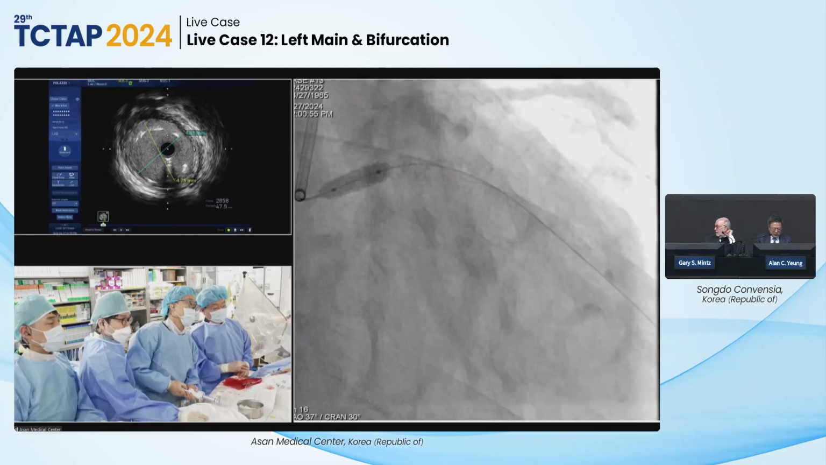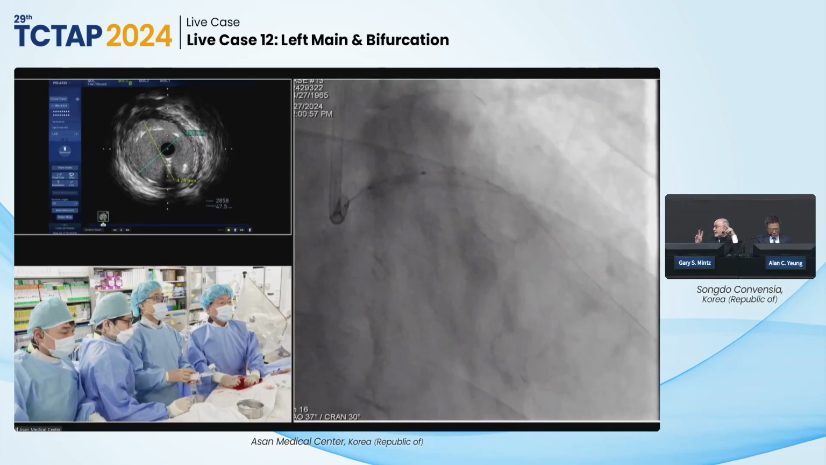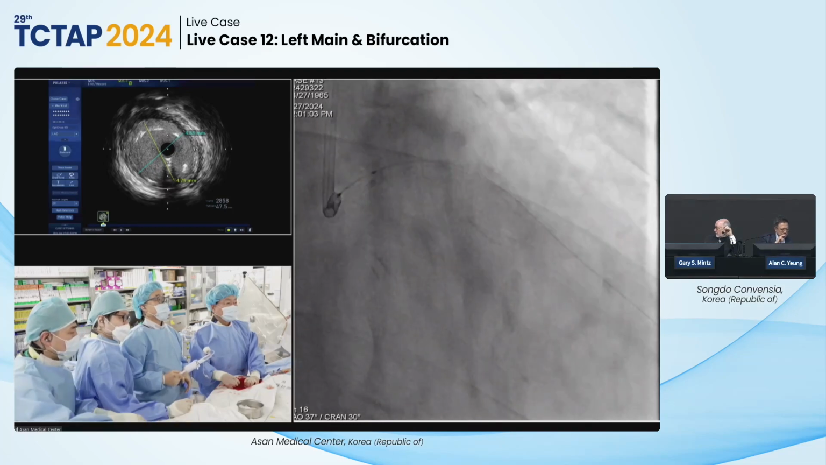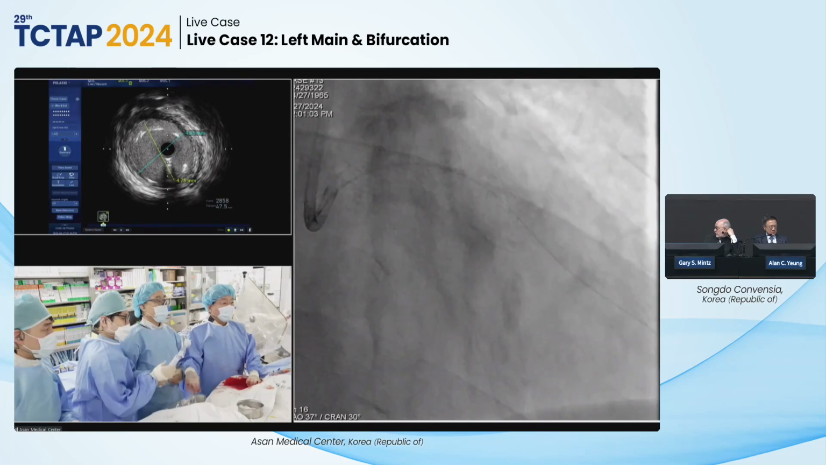26. But a 4.0 balloon is too small. Well, they said they're going to apply almost 4.3 pressure, right? Yeah, it should be 4.2. But you're right, 26. It's too small. You need 4.5 at least. And 4.5 at nominal pressure. You don't have to use high pressure.